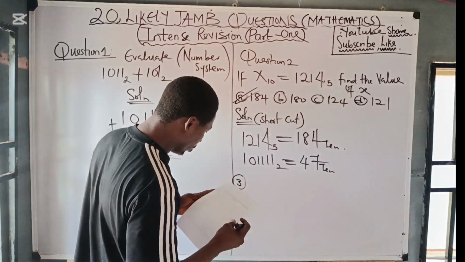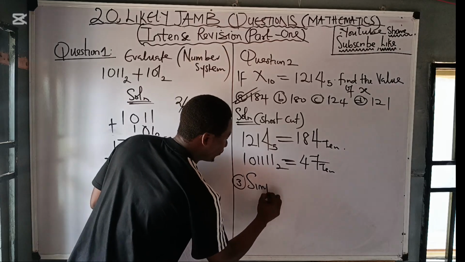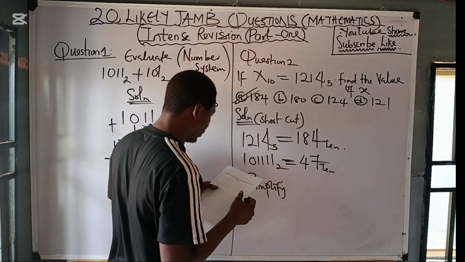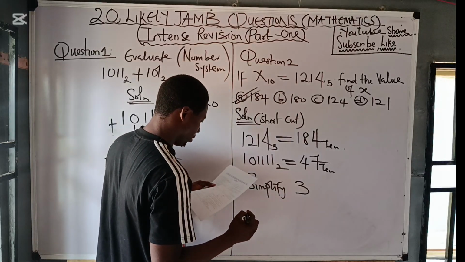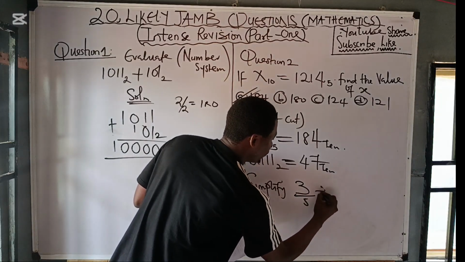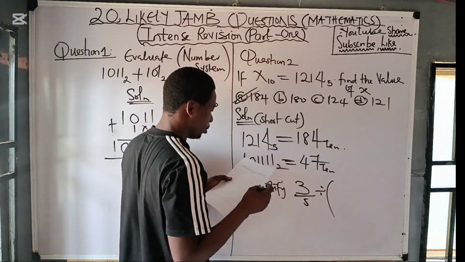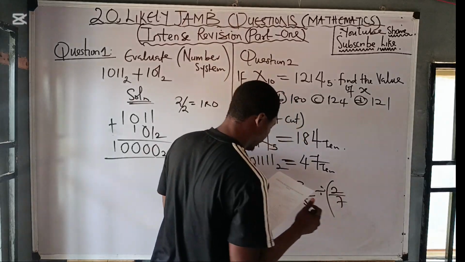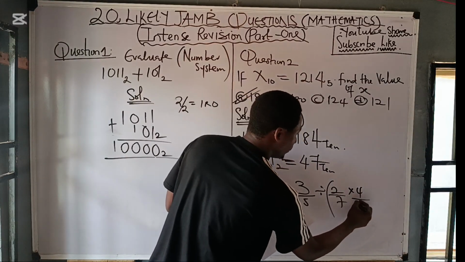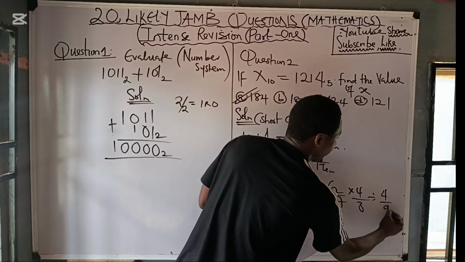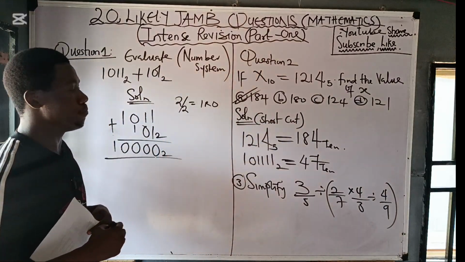Let's take question number 3. Number 3 says simplify 3 over 5 divide by 2 over 7 times 4 over 3 divide by 4 over 9. Now, this question number 3.